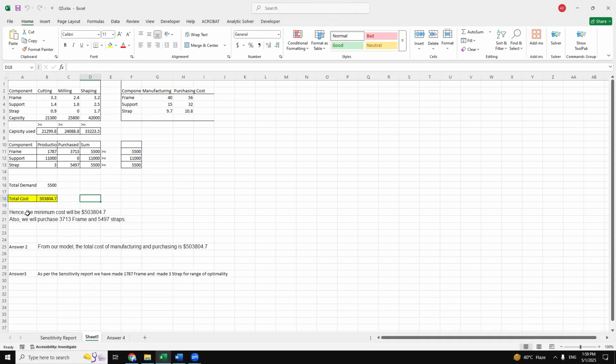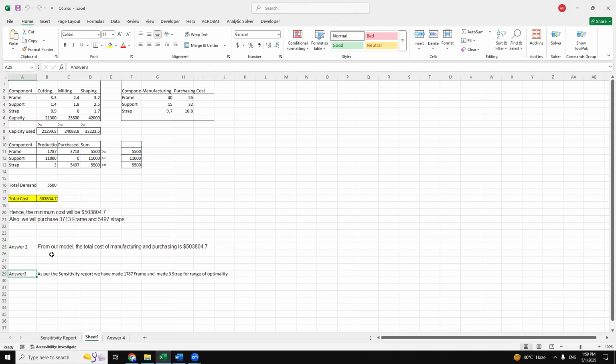And so the problem is for minimization. So the minimum cost will be 5,503,804.7. And the purchase will be 3713 frames and 5497 straps. Now answer 2 for this part is from our model. The total cost is this one. So this one is providing the answer 2.